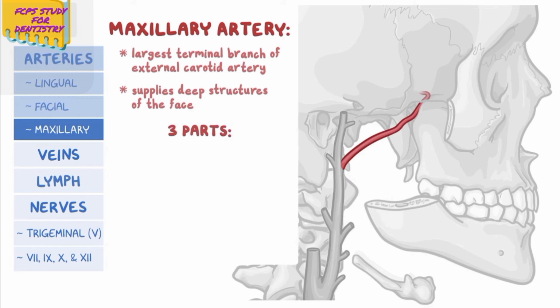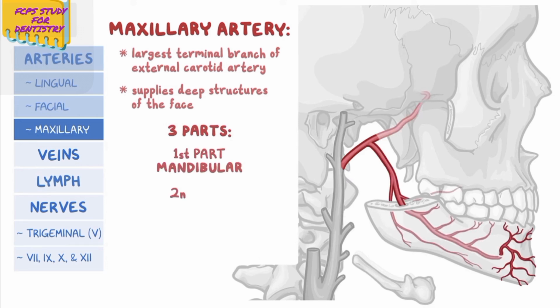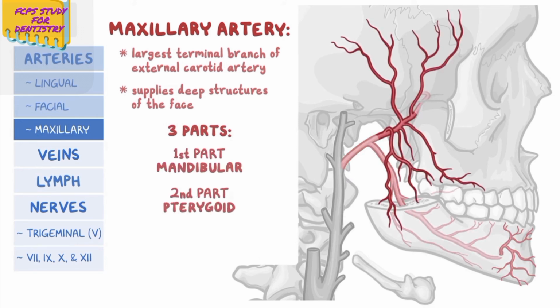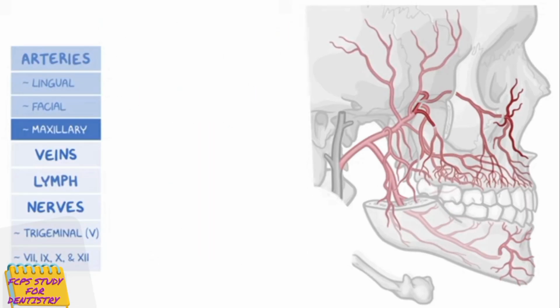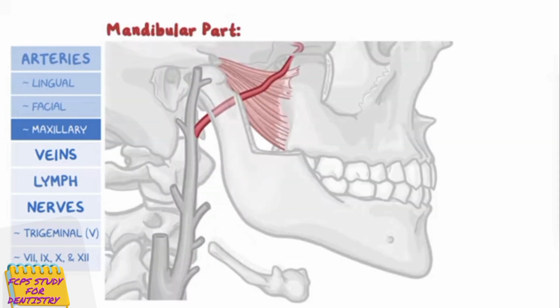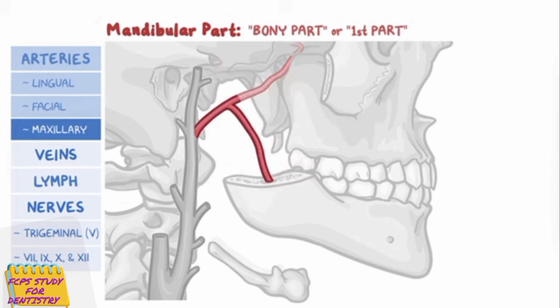First part, the mandibular part. Second, the pterygoid part. And third, the pterygopalatine part. The mandibular part, also known as the bony part or first part, runs medially to the neck of the mandible and passes on the inferior border of the lateral pterygoid muscle and gives off the inferior alveolar artery.